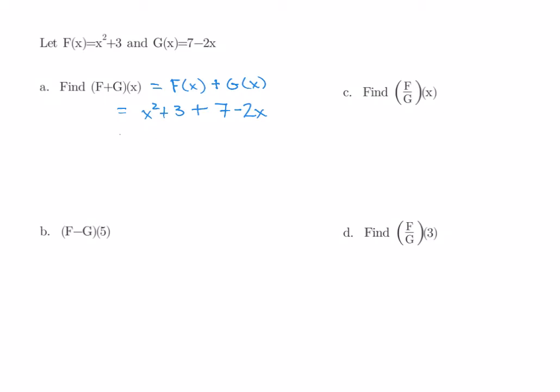From there, we want to simplify by combining like terms. So I'm going to bring down my x squared. I'm going to bring down my minus 2x. And I'm going to combine my constants to give me 10. So f plus g of x equals x squared minus 2x plus 10. Okay, example B.